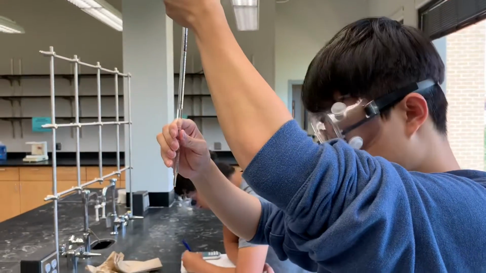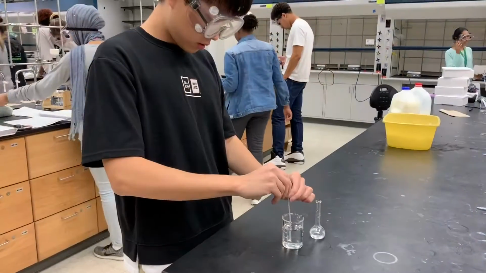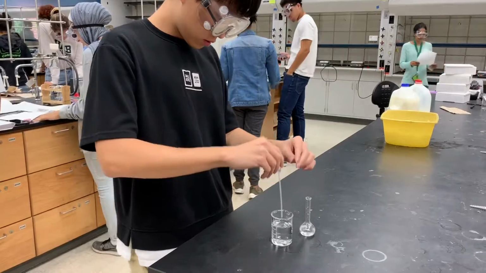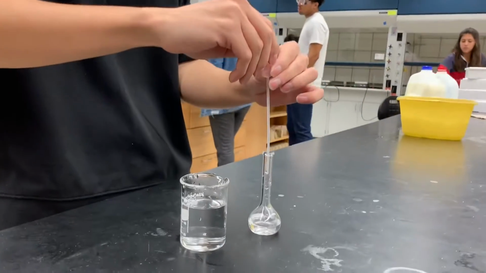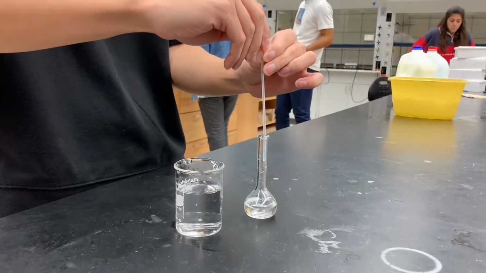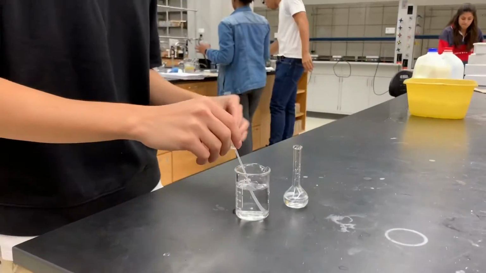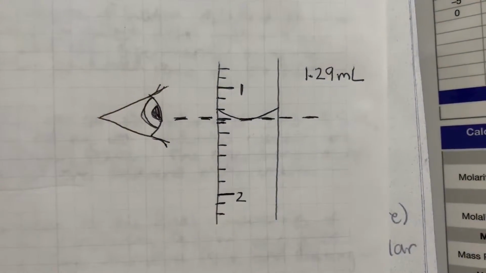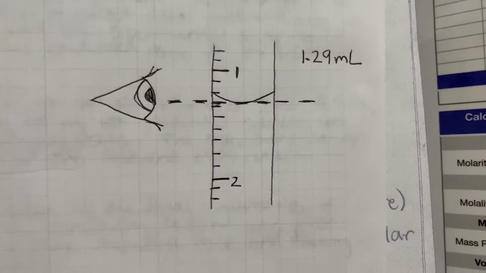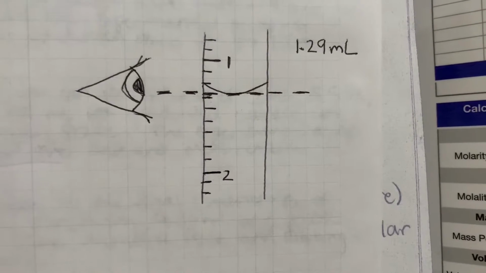The meniscus is a concave curve at the top of a liquid, which happens because the molecules of the liquid are attracted to those of the container all the way around. To accurately measure the volume, hold the glassware at eye level and read from the bottom of the curve.